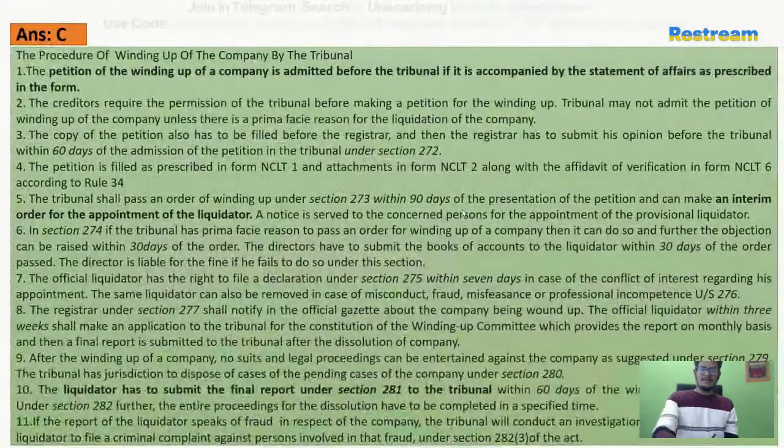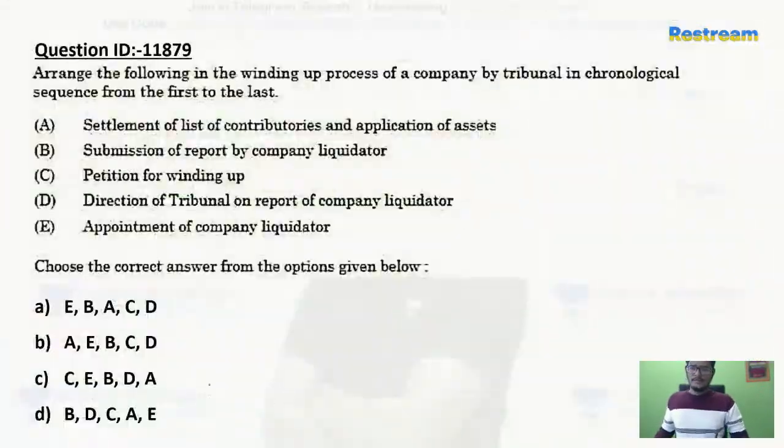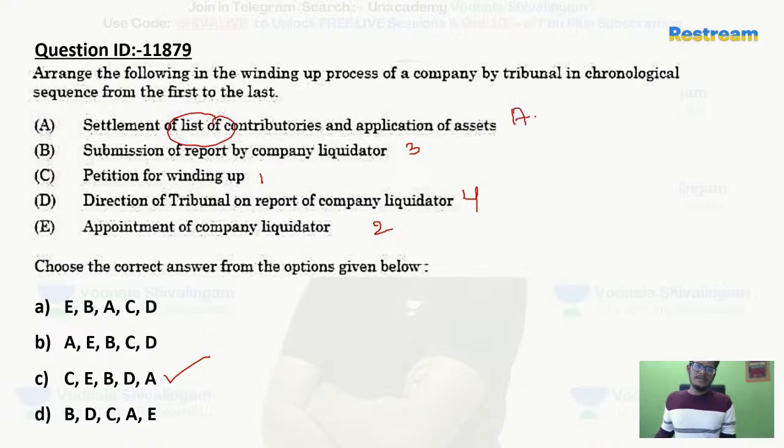Did you remember the answer? I think it is shown already. Oh, sorry. Option C. First, petition for winding up, appointment of liquidator, and submit the company liquidator's report. After that, D, direction of tribunal on company liquidator. And finally, settle the list of contributories from list A to list B. A to B contributories will be there.